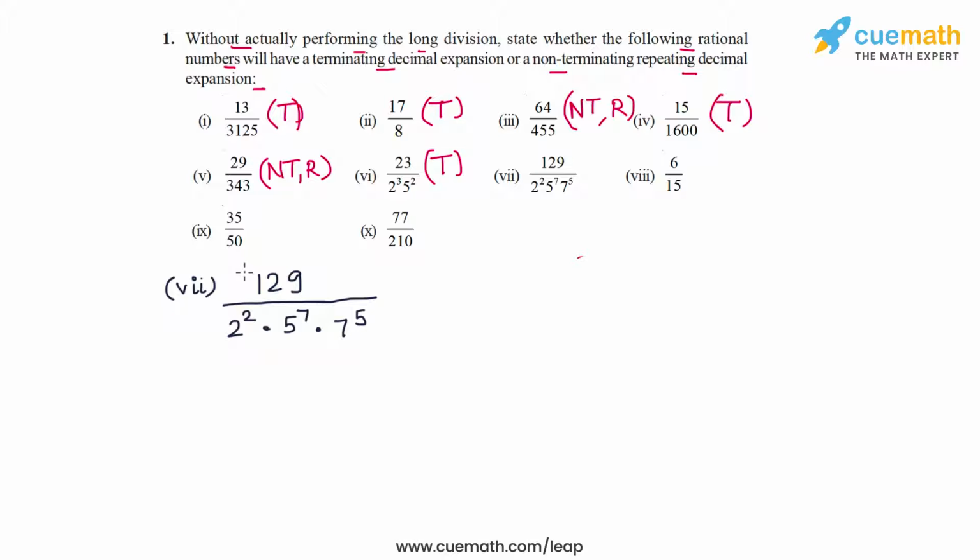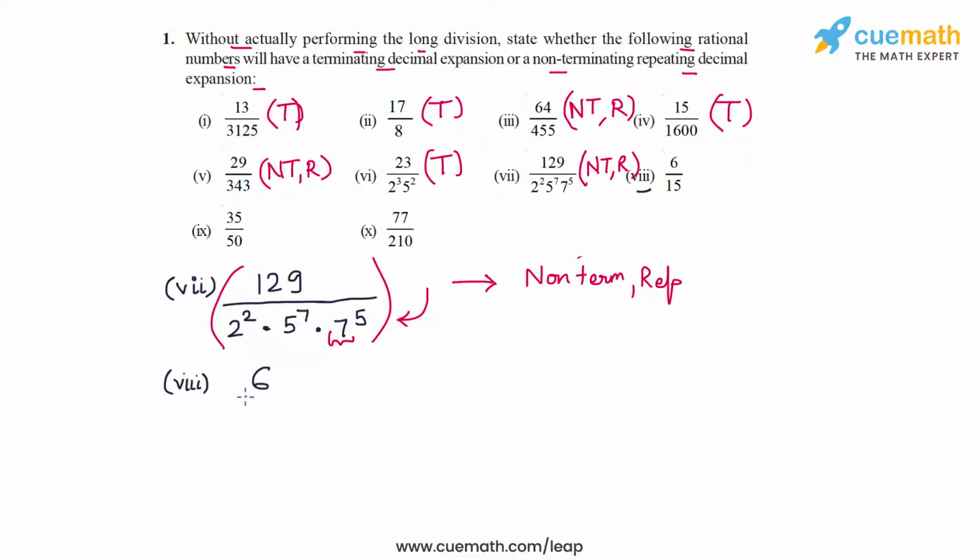So this number is in its lowest form, and in this form we see that the denominator has prime factors other than 2s and 5s. So it has this prime factor of 7 occurring in its prime factorized form, which means that its decimal expansion will be non-terminating and repeating. So this number has a non-terminating and repeating decimal expansion. Now let's go to the next number, which is part 8.